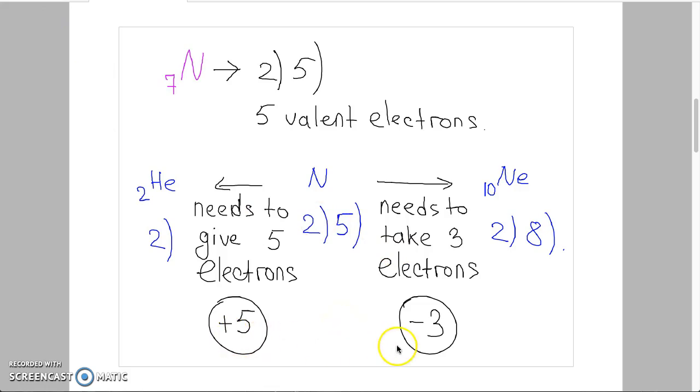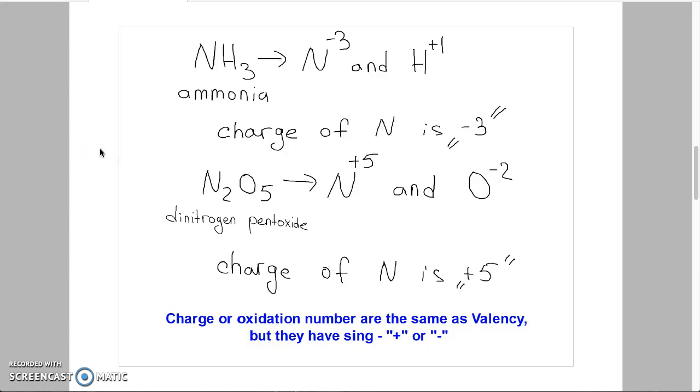Charges +5 and -3 just show us how many electrons nitrogen needs to give or take to become like a noble gas element. And because of this, nitrogen can have different charges. For example, in ammonia, nitrogen has charge -3. In dinitrogen pentoxide, nitrogen has charge +5. That's why we can say the charge or oxidation number is the same as the valency, but with different signs, plus or minus. And the question is, how can we find these oxidation numbers of elements?